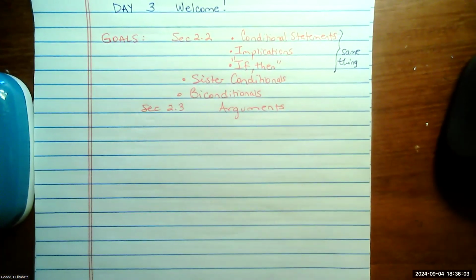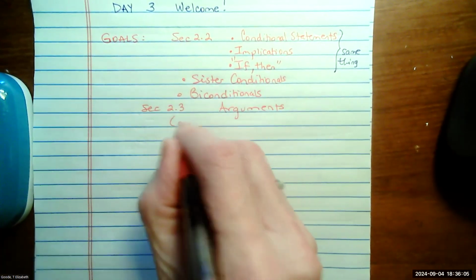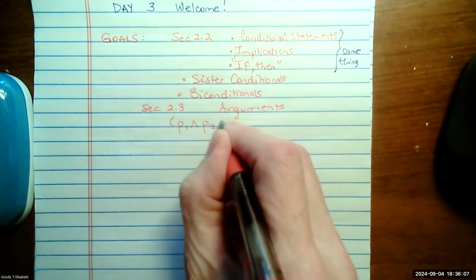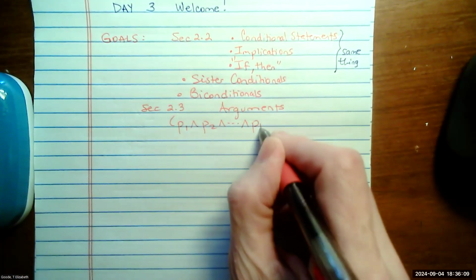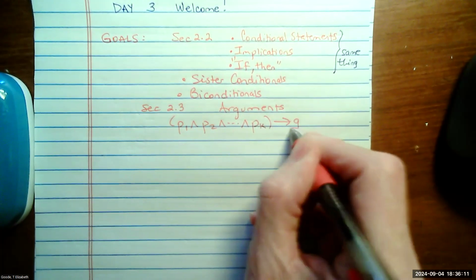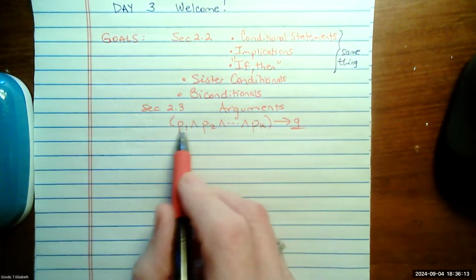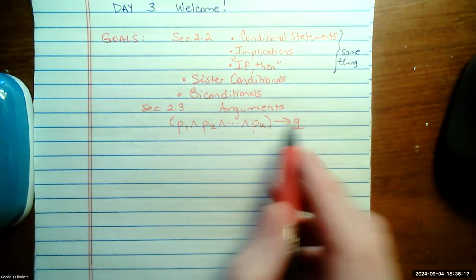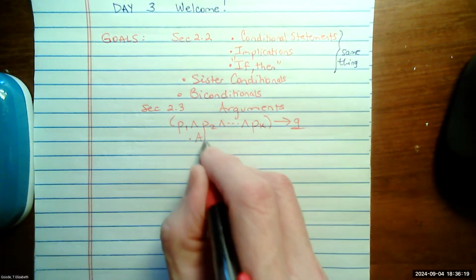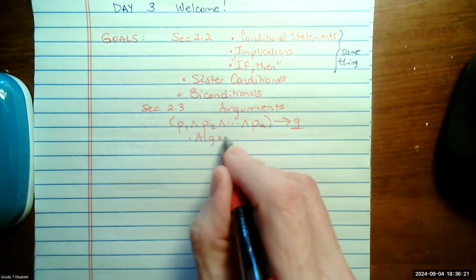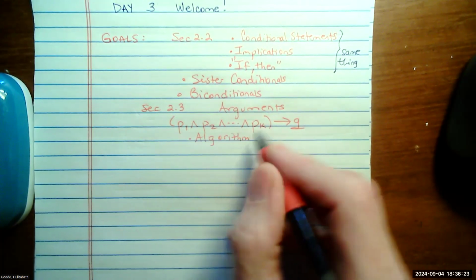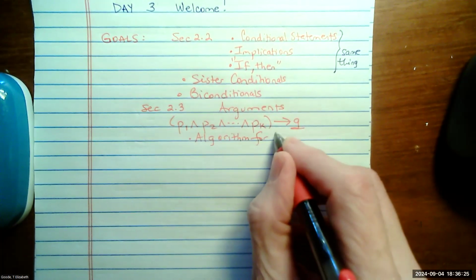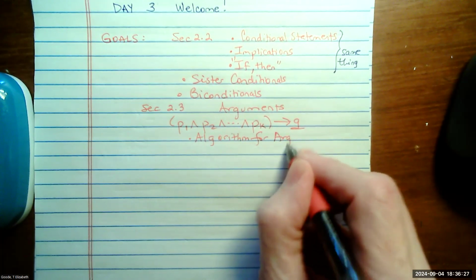Focus is a little better there. An argument, I'll just write it here for your reference, but we'll understand what this means a little better, would be a bunch of atomic statements ANDed together with this new conditional operator pointing to a conclusion. Like I said, by the time we get to this, you're going to understand what that means a lot better. And then we're going to look at an algorithm for argument validity.